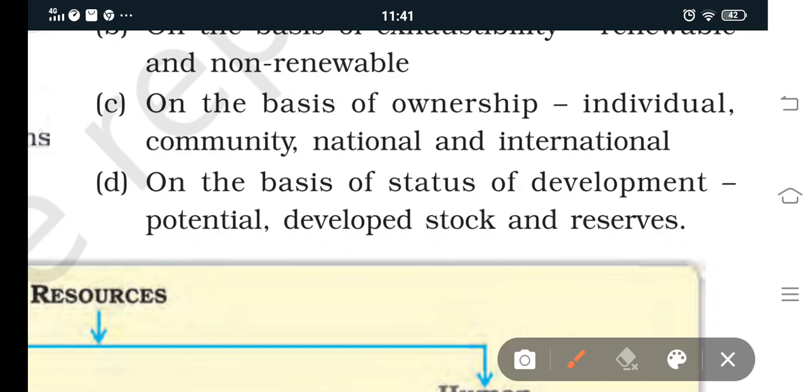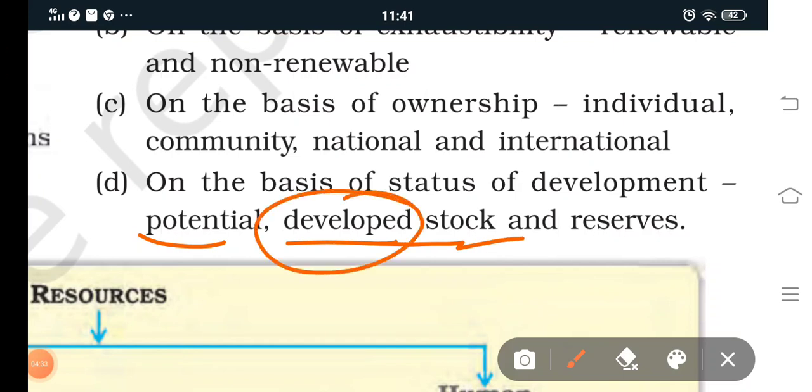Sorry, there are three: potential, developed and stock. Developed are those resources which are developed. Their quality, their quantity, everything is surveyed and they can be used by the people.